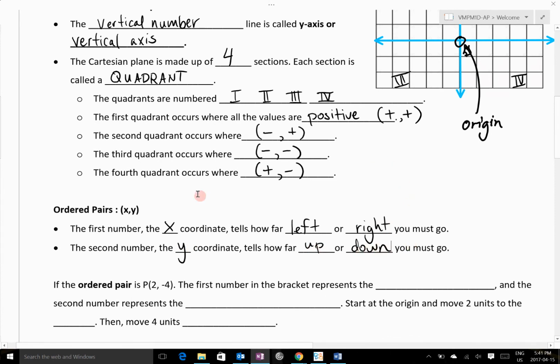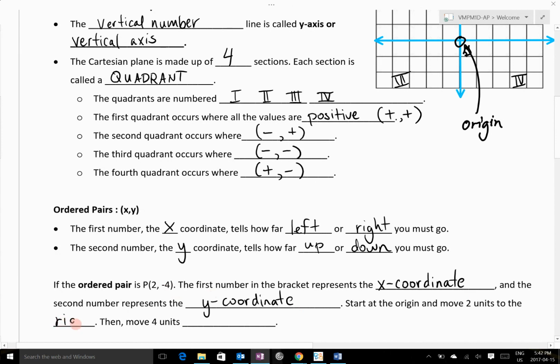When we look at the ordered pair (2, -4), the first number in the bracket represents the x coordinate, so that 2 is my x coordinate. The second number represents the y coordinate, so the -4 is the y coordinate. You start at the origin, you move 2 units to the right, and then 4 units down. If it's negative, you're going to go down.